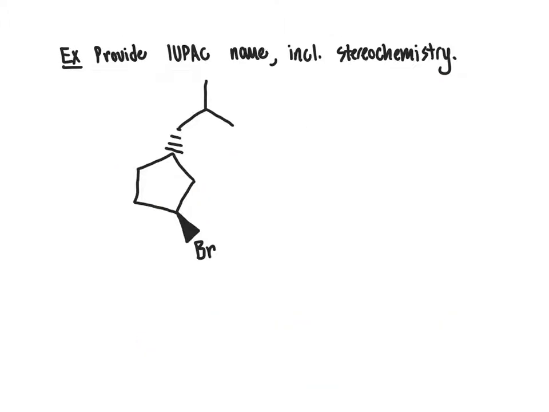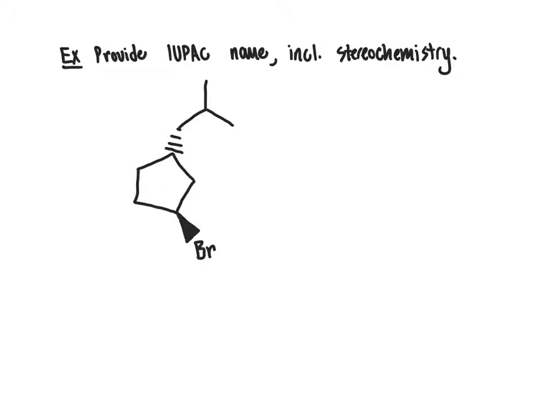For this example, just like the last one, we're asked to provide the IUPAC name of this molecule, including the stereochemistry. Generally, when we say including the stereochemistry, what we're referring to, to be as specific as possible, is we want to assign the absolute configuration, meaning we want to assign the RS stereochemistry at each chiral center within the molecule. So let's go ahead and get started with naming this molecule.